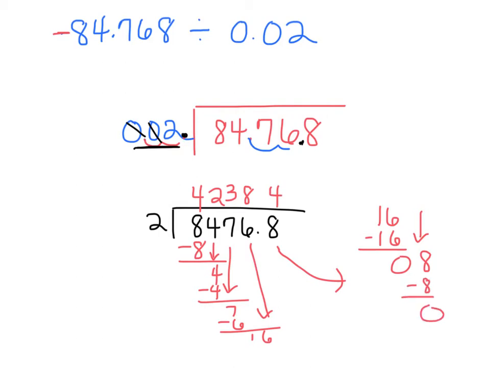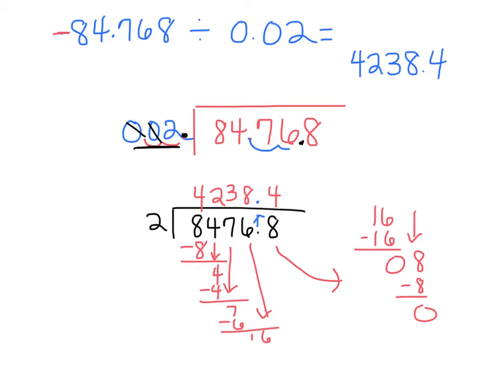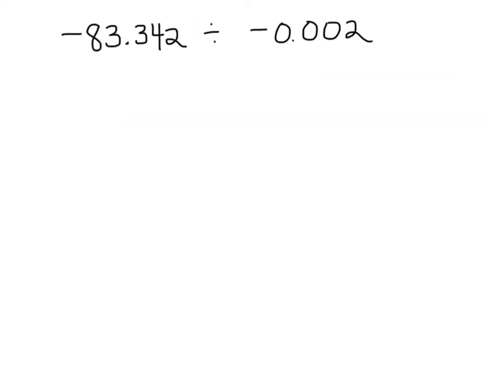Now my last step, just bring my decimal straight up. So my answer is 4,238.4. And then our last step is to look and see, is my answer positive or negative? So a negative divided by positive is a negative. So I'll just put my negative symbol right out front. So it's negative 4,238.4. All right, let's try another one.